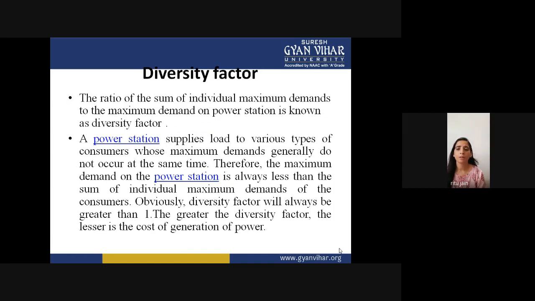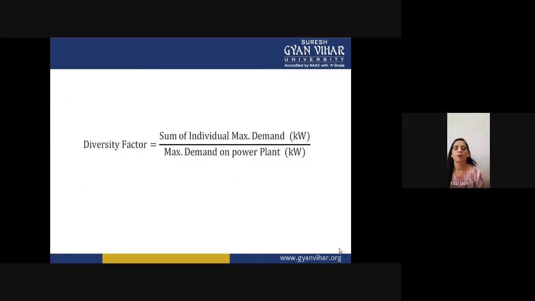The greater the diversity factor, the lesser is the cost of generation of the power plant. So the formula for diversity factor is the sum of individual maximum demands divided by the maximum demand on the power plant, which is in kilowatt.